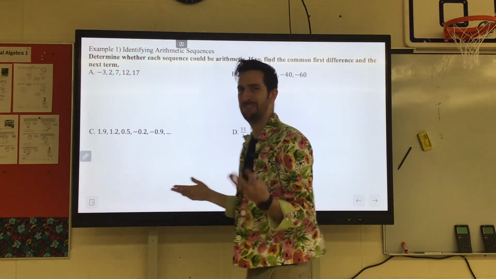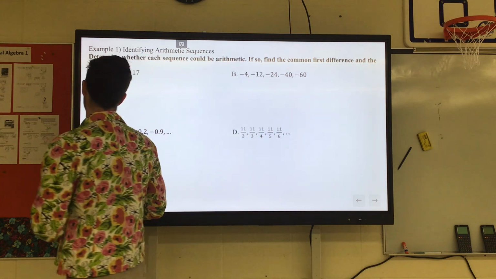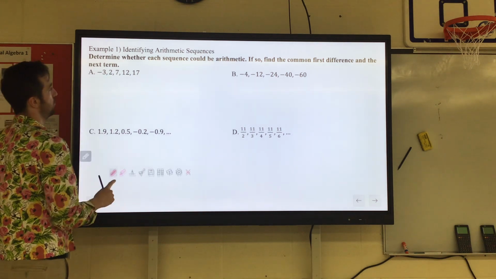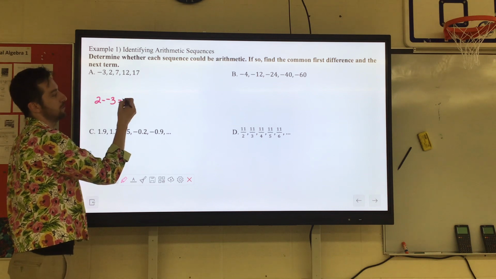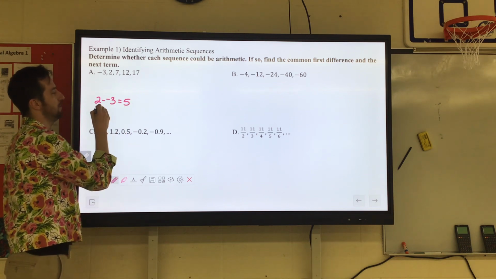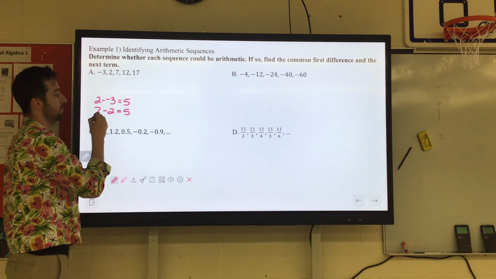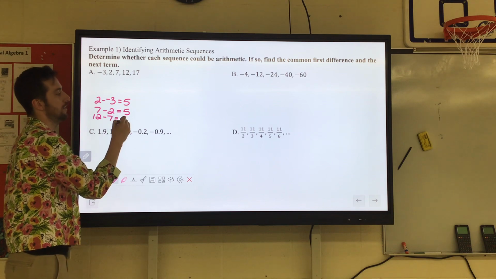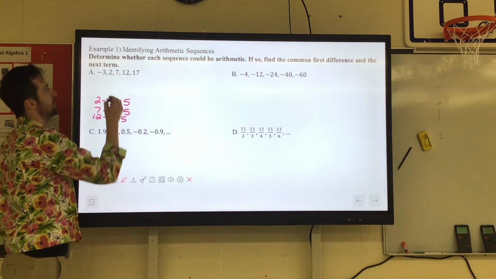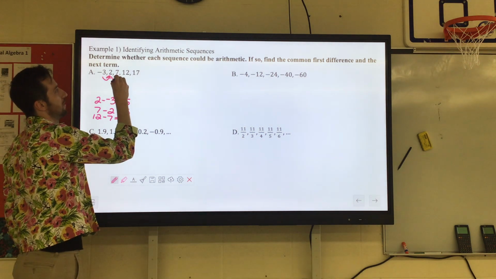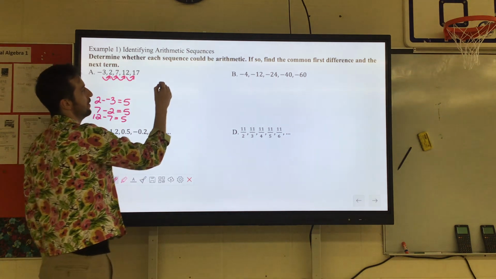And if you're like, I don't know if you're adding the same amount, what you can always do is you could take any term and you could just subtract the term before it. So if you did 2 minus negative 3, that's really 2 plus 3, which is 5. If you did 7 minus the previous term, you also get 5. If I did 12 minus the previous term, 12 minus 7 is 5. So each one of them, if you subtract the previous term, you get 5. So yes, as we go down the line here, we're adding 5 each time. So could it be arithmetic? Yeah.